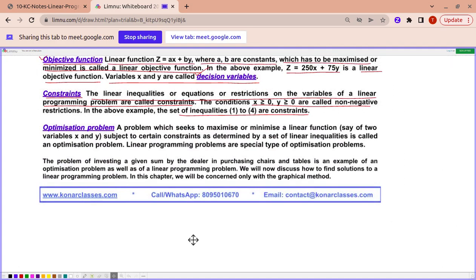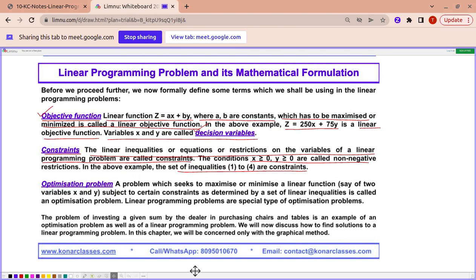Now, the optimization problem. What is an optimization problem, dear students? An optimization problem is a problem which seeks to maximize or minimize a linear function, say of two variables x and y, subject to certain constraints as determined by a set of linear inequalities. Sometimes in the board examination these definitions are also asked: what is objective function, what is constraint, what is optimization problem. So, you need to write exactly like this, whatever I have said.